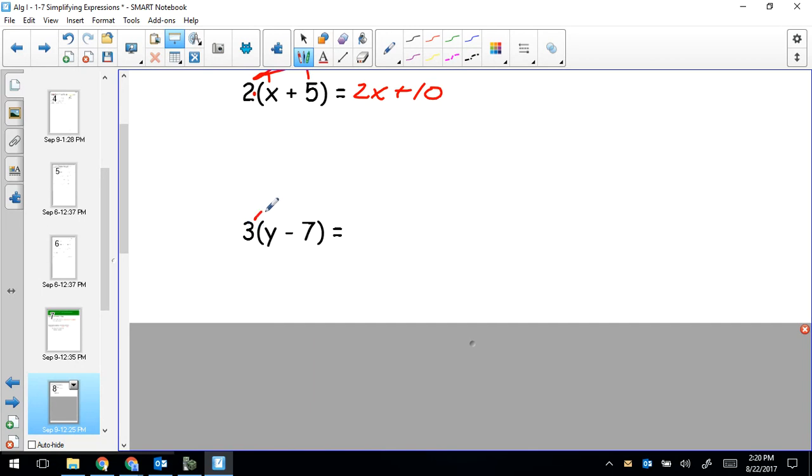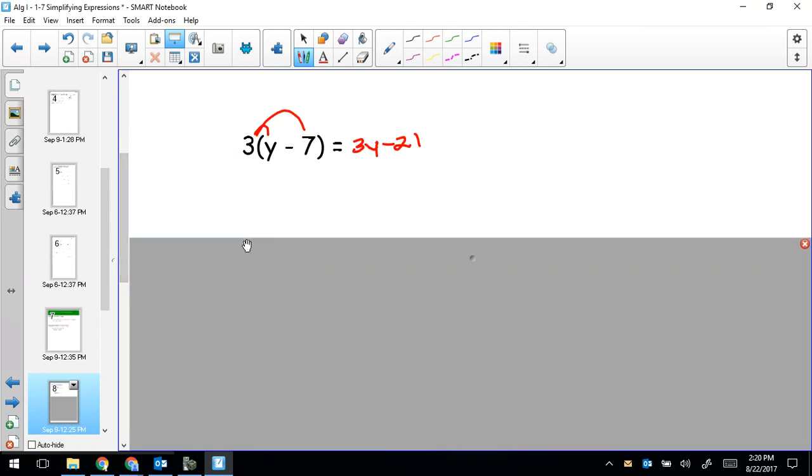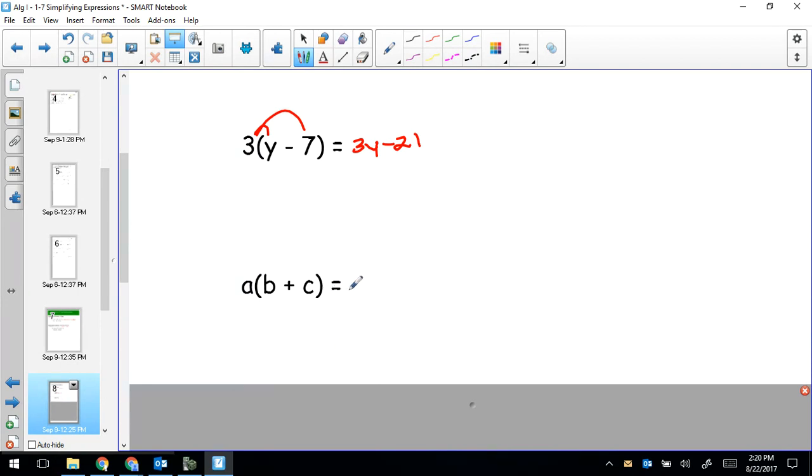So we distribute 3 to the y and 3 to the 7. You've got to think about that as 3y minus 3 times 7, 21. So using the distributive property, I distribute that 3 to both the y and the 7 to make it 3y minus 21.